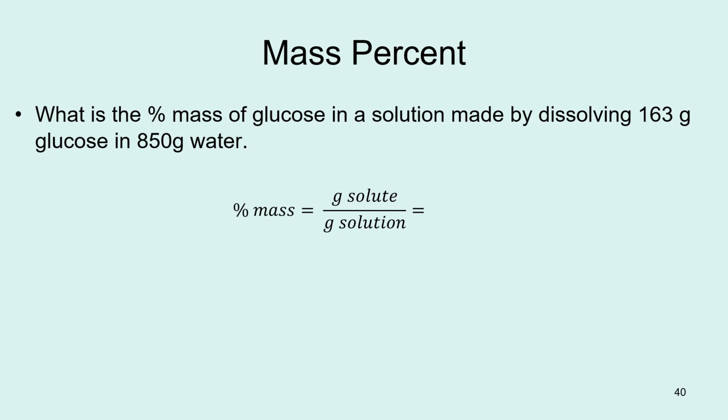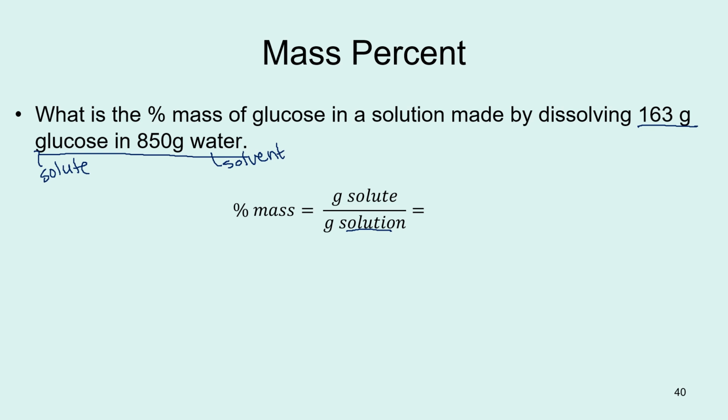What is the mass percent of glucose in a solution if we dissolve 163 grams of glucose in 850 grams of water? What I want you to be careful about is the definition. What's our solute, what's our solvent, and what's our solution? We're dissolving glucose, so that is our solute. We're dissolving it in water, that's our solvent.